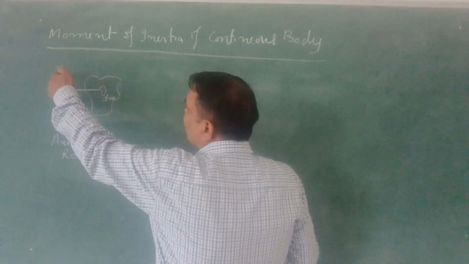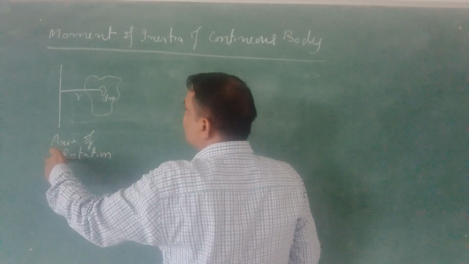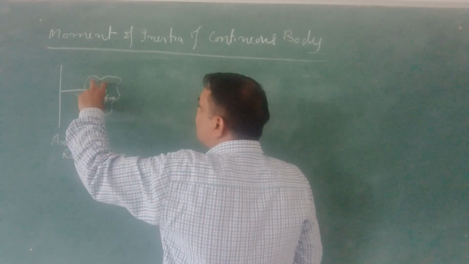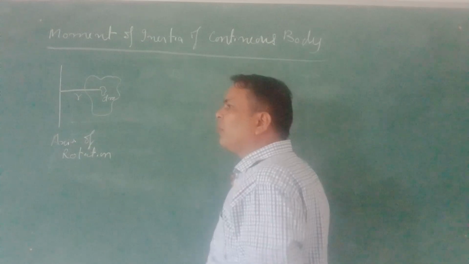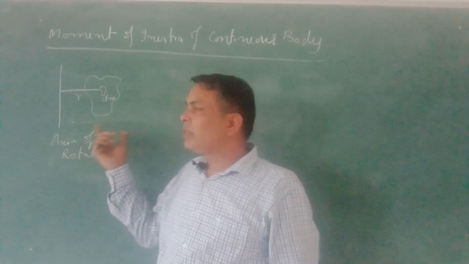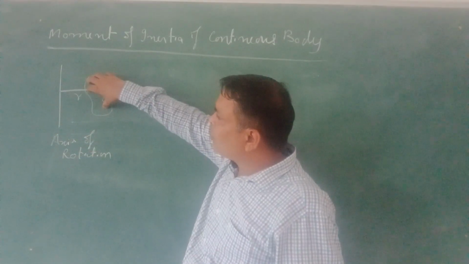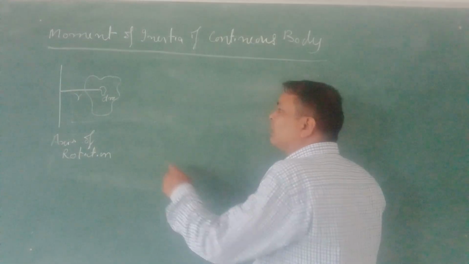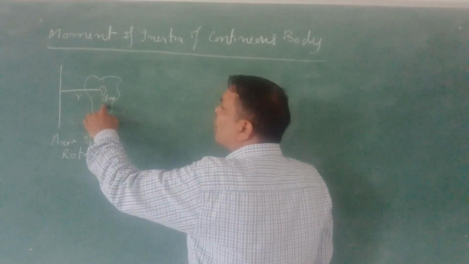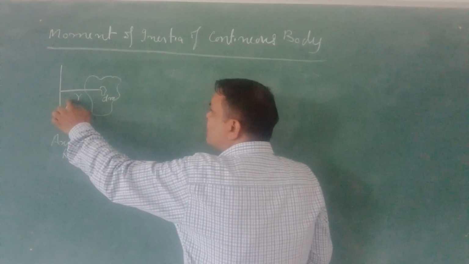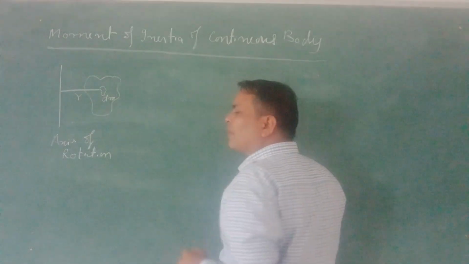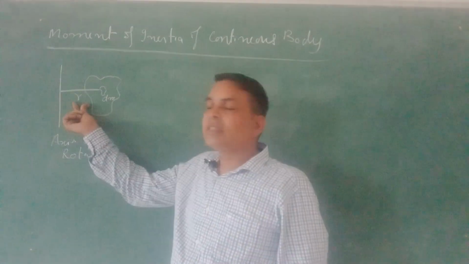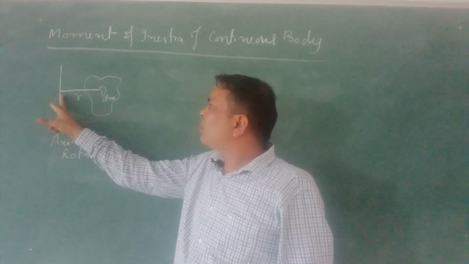Suppose this line is the axis of rotation and in front of it a rigid body is placed. We are going to find the moment of inertia of this continuous body about the axis of rotation. We consider a mass dm which is at a distance of r. This r is the perpendicular distance between the axis of rotation and dm.